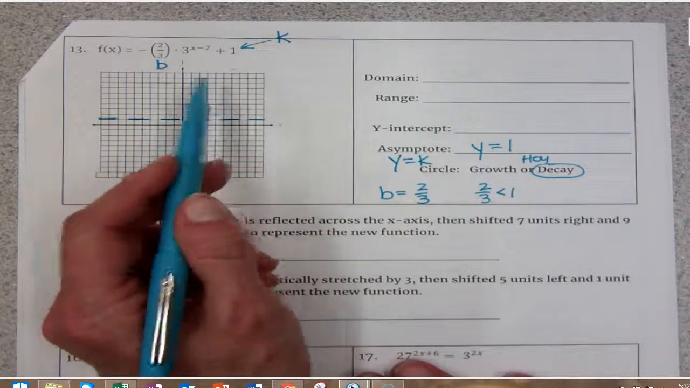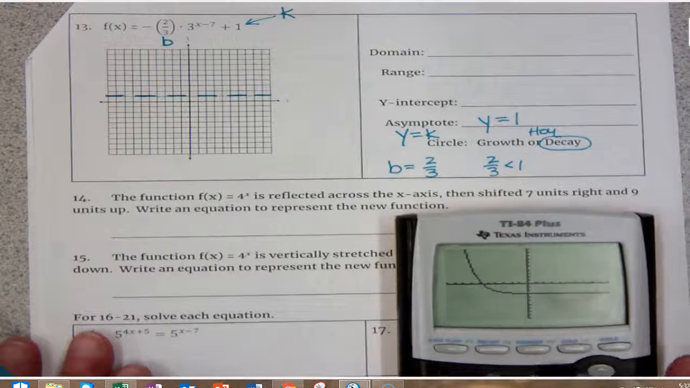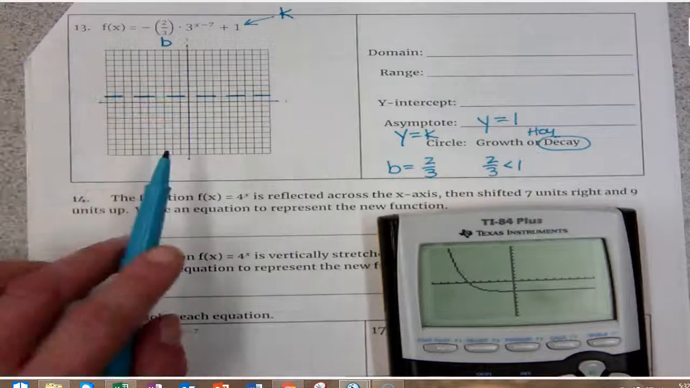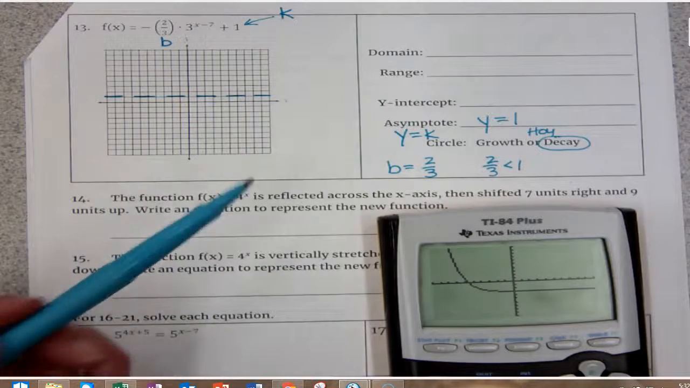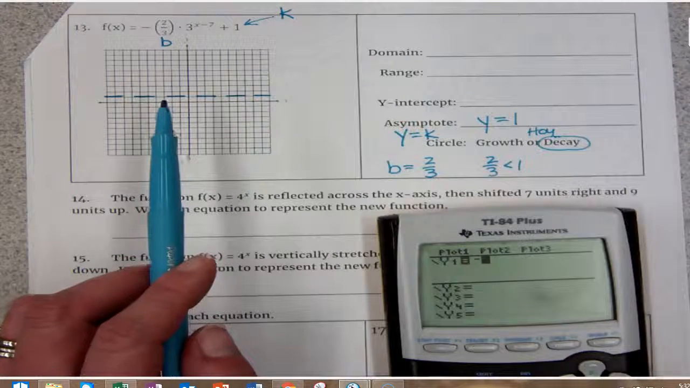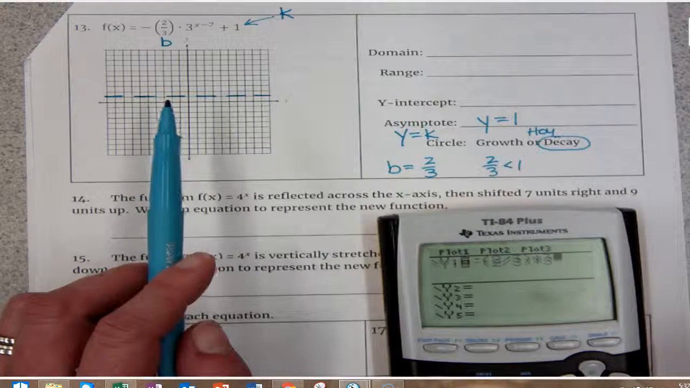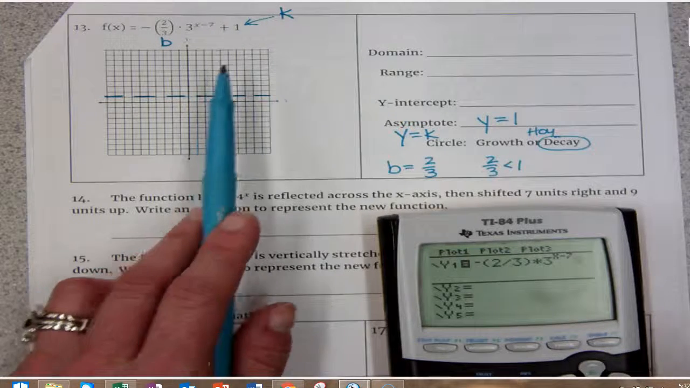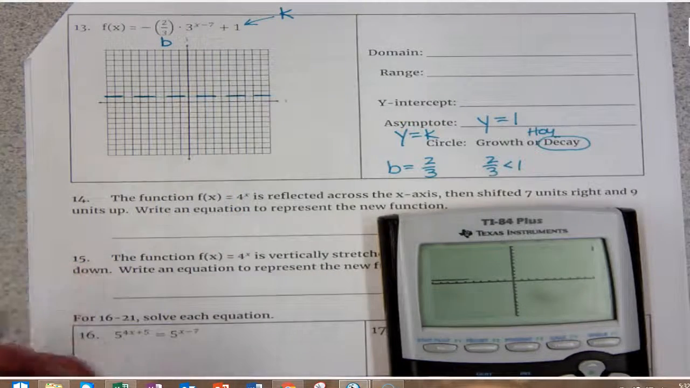So at this point, I'm ready to graph and see what this looks like. I kind of have an idea. It's going to be a decay, so it's going to be going this way. But then it's going to be a reflection, so it should be going this way. So I'm getting an idea of what this is supposed to look like. So negative parentheses 2 divided by 3 parentheses times 3 raised to the x minus 7 plus 1. All right, now let's graph it and see what that looks like.